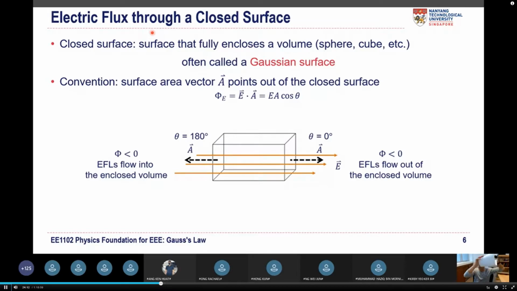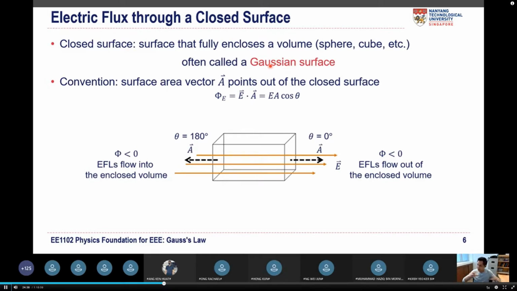Okay, so if I wrap this around and then I close here and I close there, then that's going to be a closed surface, right? So this is often also called Gaussian surface. Okay, so this kind of closed surface, which fully encloses a volume, is also called a Gaussian surface, and we will see why it is called Gaussian surface in a minute.